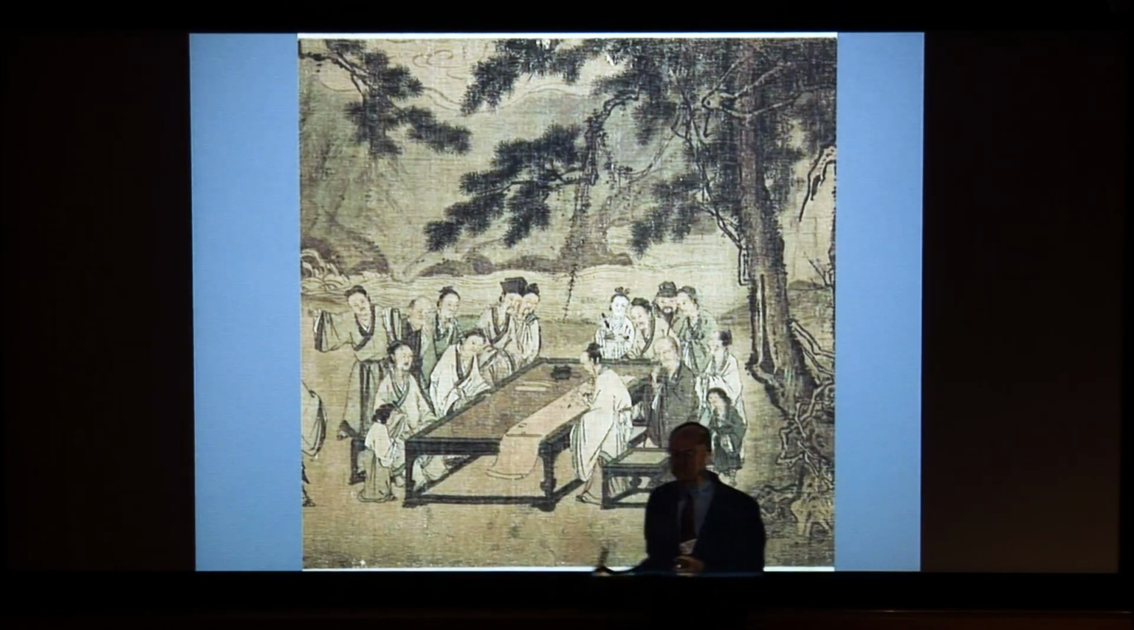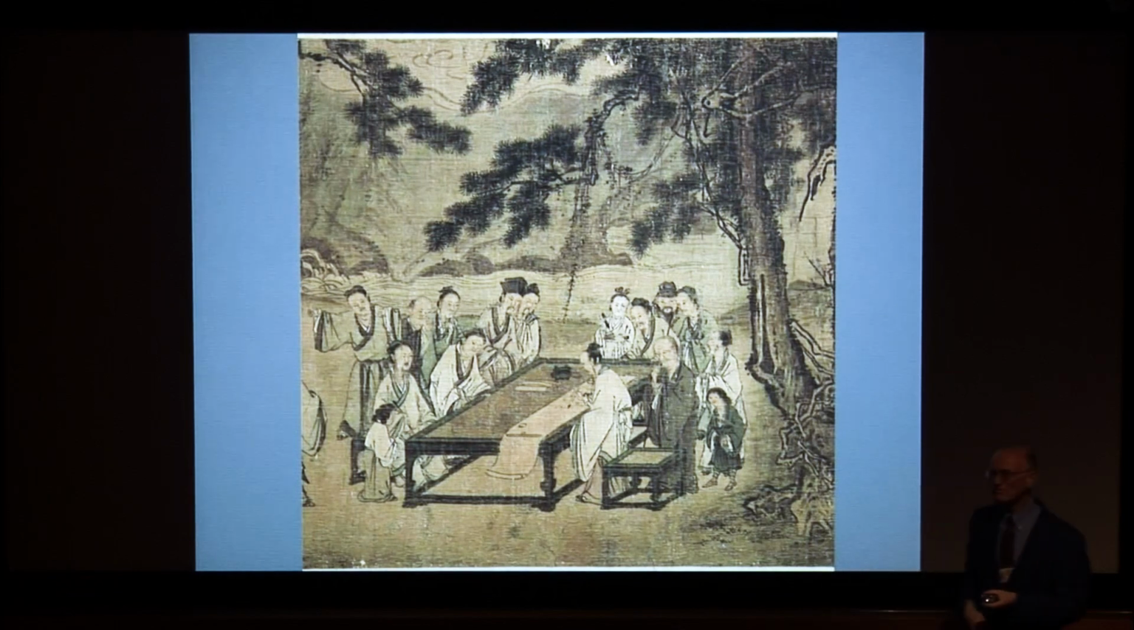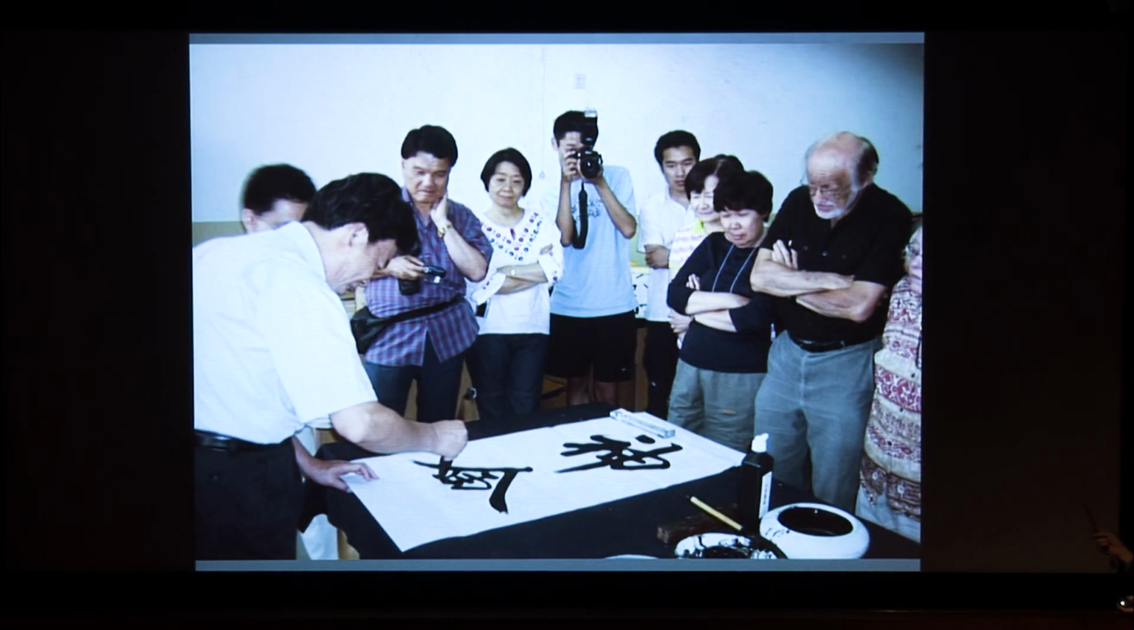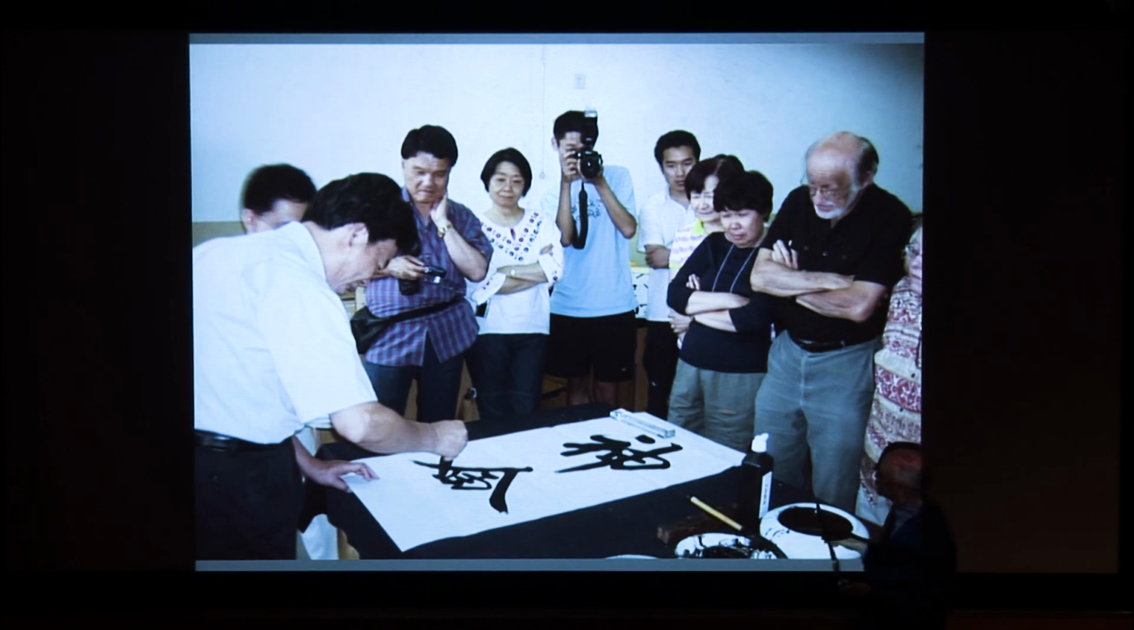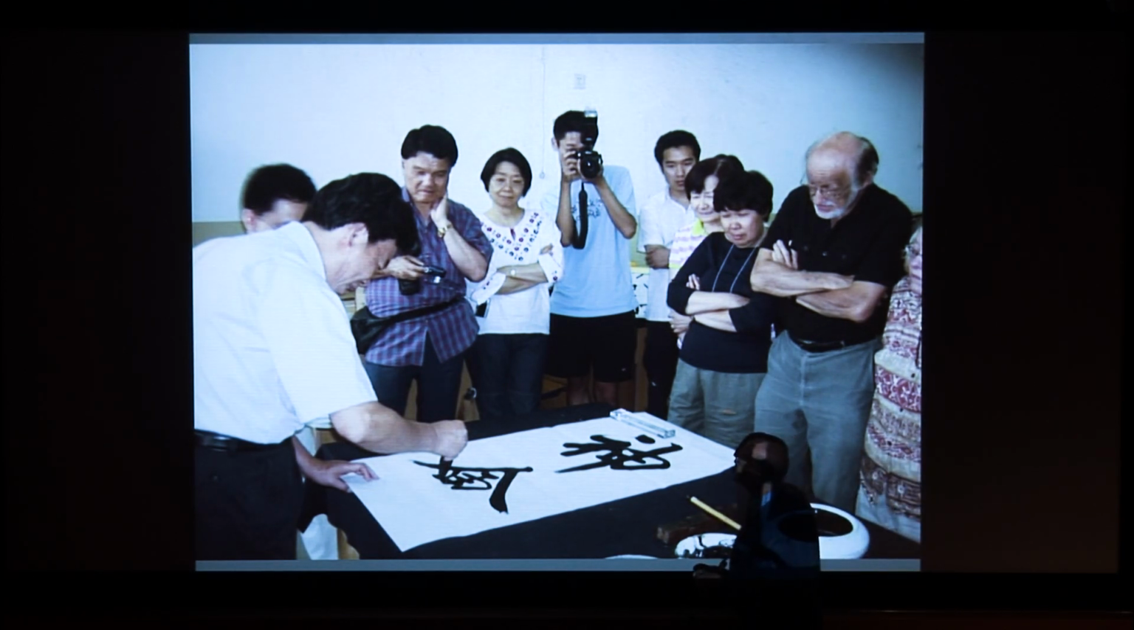looks on. The experience of watching someone write is something that's still a very important part of Chinese culture today. For example, here is a group a few years ago in Beijing watching a calligrapher write two nice big characters.